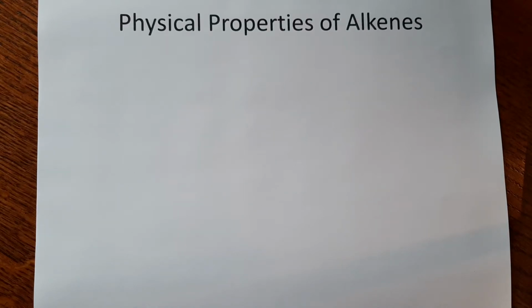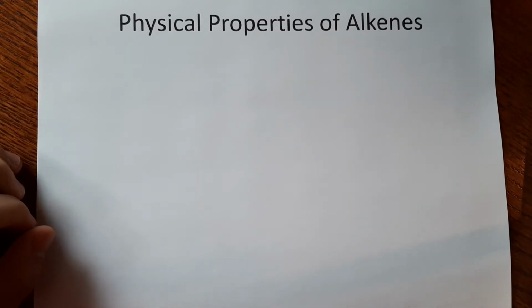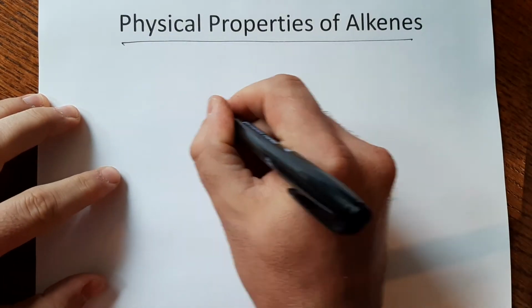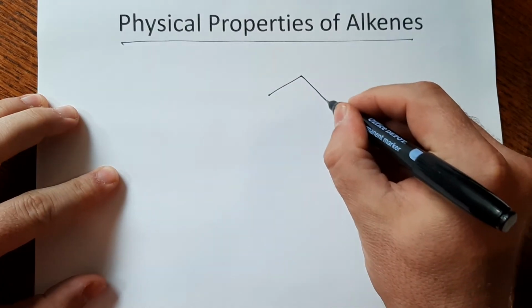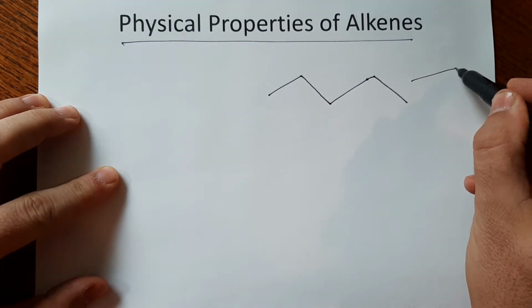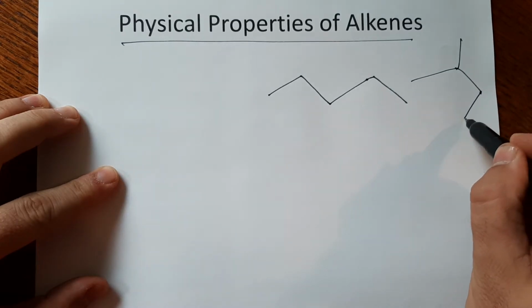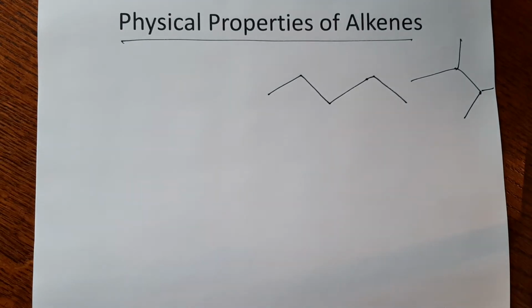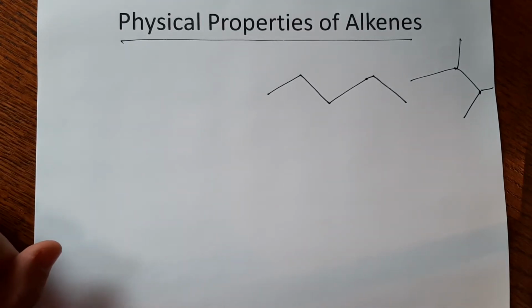All right, so let's talk about the physical properties of alkenes. You might remember in a previous video, we talked about the physical properties of alkanes. Alkanes are just a single carbon chain, and they can come like that, or they can come like that with branches coming off of them. Really, anything that just has carbons and hydrogens is an alkane.